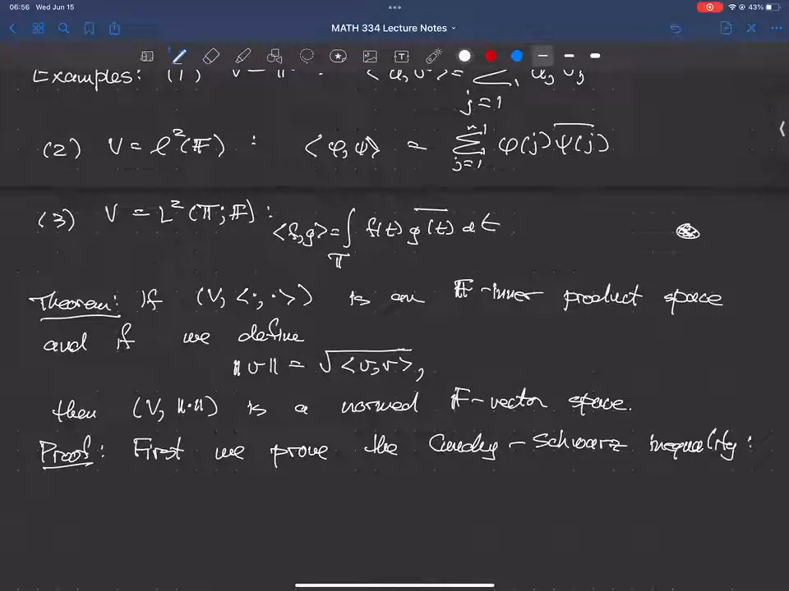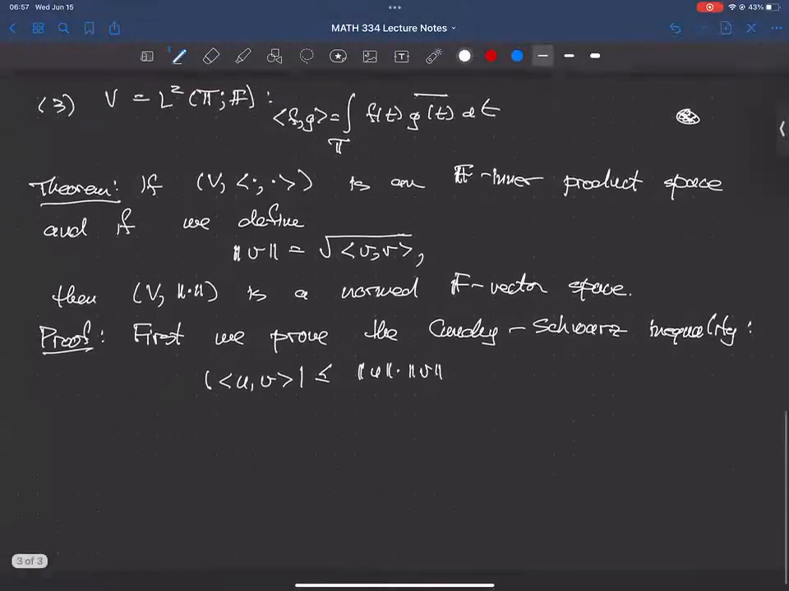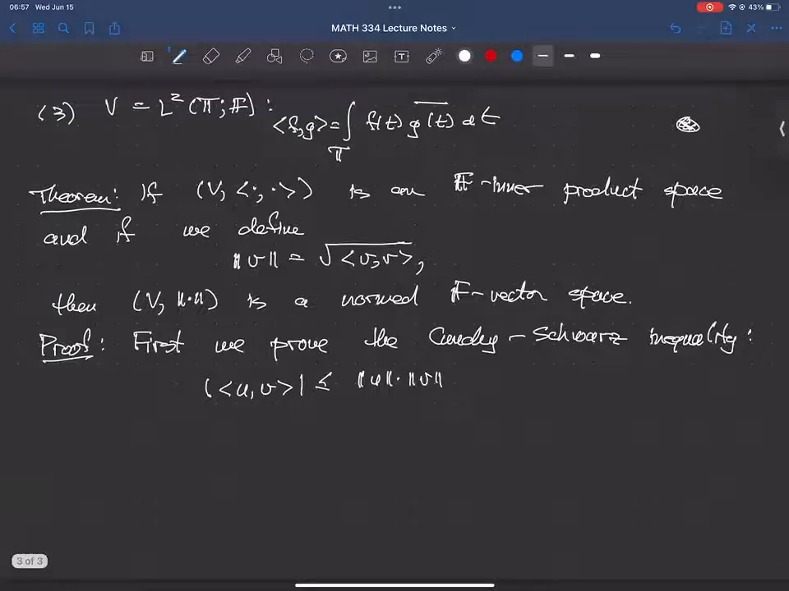And the Cauchy-Schwarz inequality says this, that if I take the inner product of u and v, which is going to be a scalar, and I take its absolute value or complex modulus, then this is less than or equal to the product of the norms of the two vectors. Okay, so this is a very important inequality. So let's prove it.